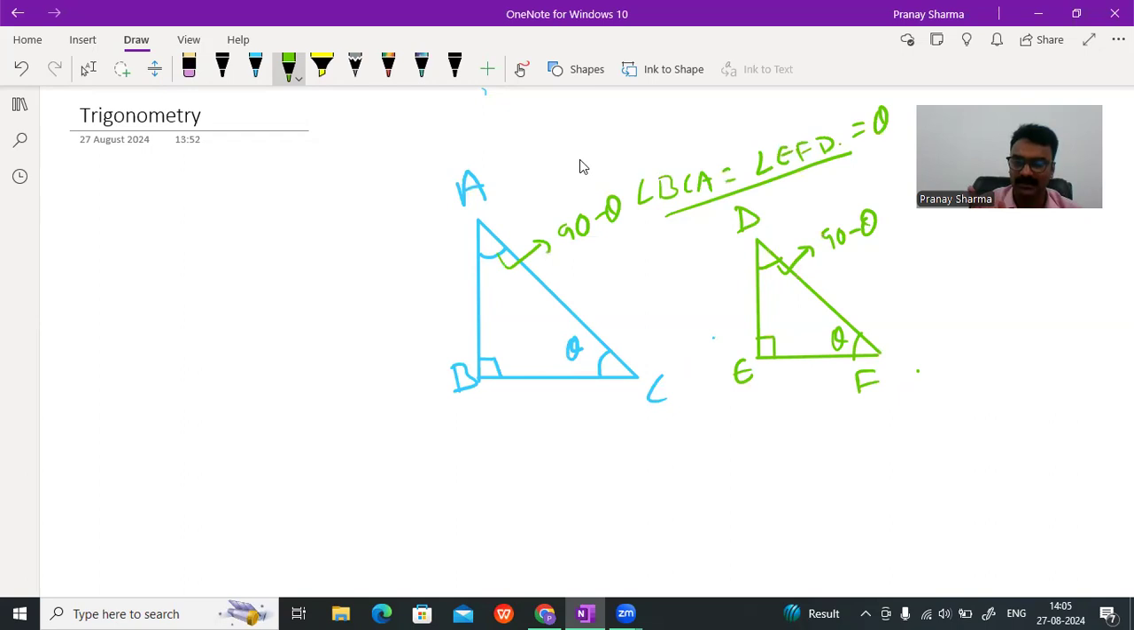I'm not concerned about their side lengths. Their side lengths are going to be proportional. This is something that you have already studied in grade 9. So I'm just giving you an overview of what it is. If two triangles are similar, then their angles are equal and their sides are proportional. That is the inference we can draw from this.